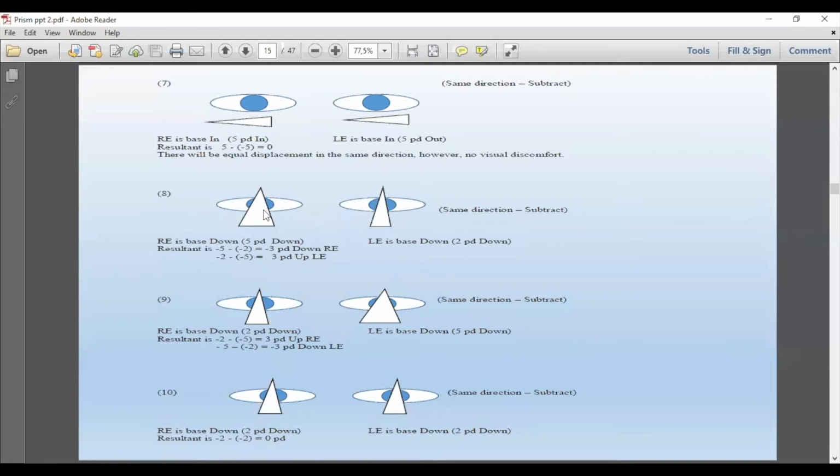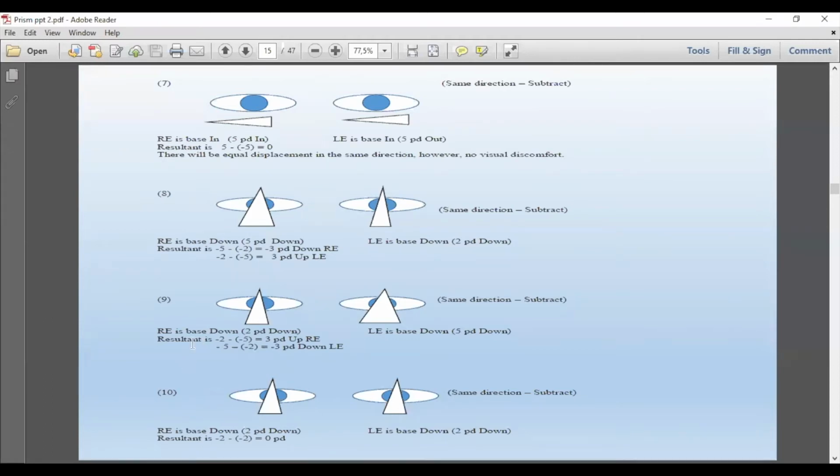So if I've got 5 down and I've got 2 down, your displacement's in the same direction. However, one displacement is slightly more than the other. So what we are going to do is subtract the difference. So your resultant there is 3 down in the right. In other words, relative to the left, I've got 3 down in the right, or relative to the right, I've got 3 up in the left. Okay, but this should be pretty straightforward for most of you. This is just simple adding and subtracting.